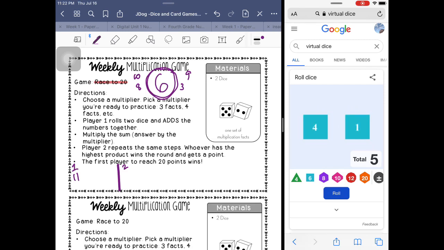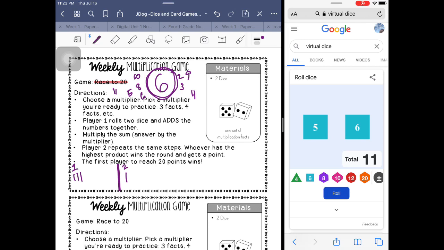Player 1, me, 5 times 6. Player 2 gets 11. Well, we know 11 times 6 is bigger, but 5 times 6 is 30. 11 times 6 is 66, so player 2 gets a point. So you just keep going back and forth. 6 times 6 and 2 times 6. So 6 times 6 is 36. 2 times 6 is 12.